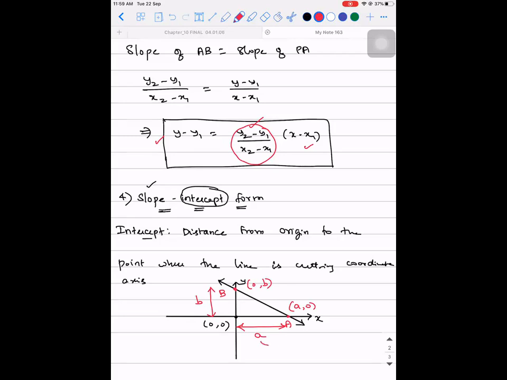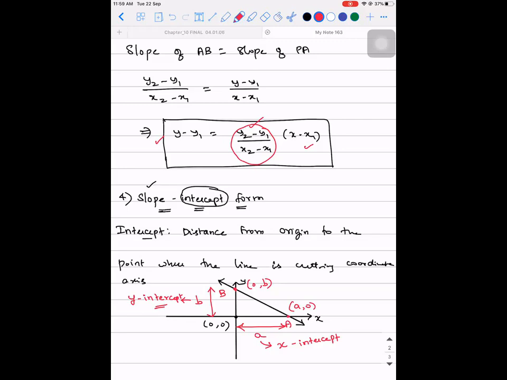This distance a is what is called the x-intercept. Similarly, this distance b is what is called the y-intercept. Am I clear or not? Yes, sir.